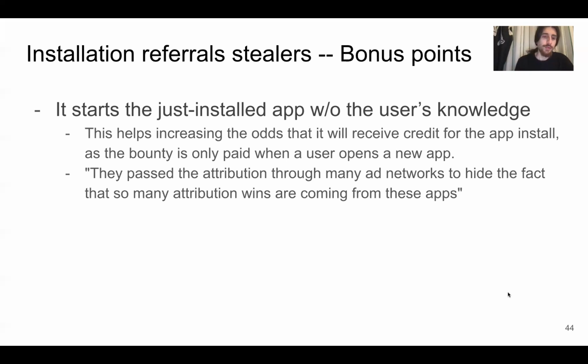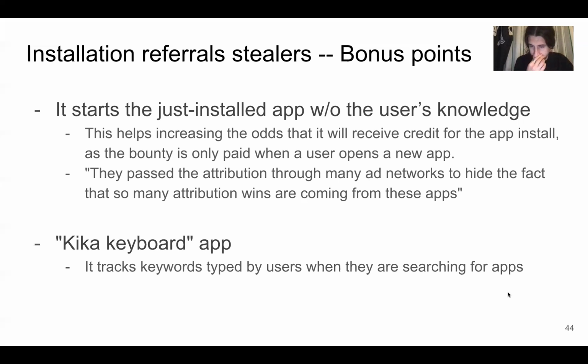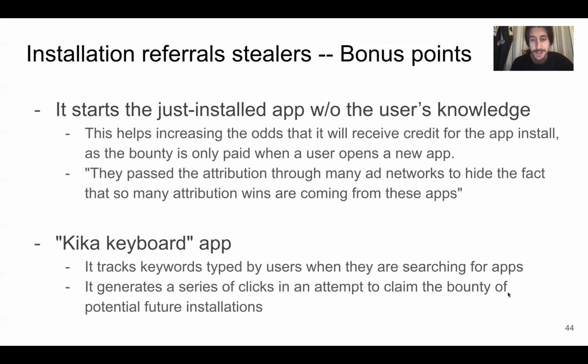And the other thing that they did was to pass the attribution through many different networks so that it wouldn't be obvious that so many attributions were coming from these apps. Okay, so they really tried to cover their tracks, but somehow they were caught anyway. And again, this was an example, and there was another technique that was used. Basically, they would track keywords typed by users when they're searching for apps to try to understand what the user was searching for. And then it would generate a series of clicks in an attempt to claim the bounty for a potential future installation. So again, they were tracking what the user would do, and then the app would be alerted, hey, maybe the user is about to install a new application. Let me try to start this attack.